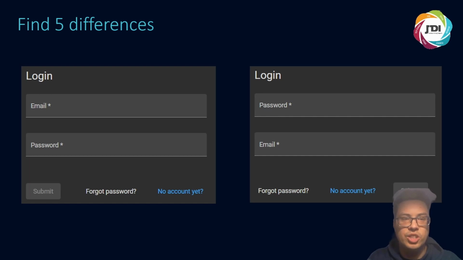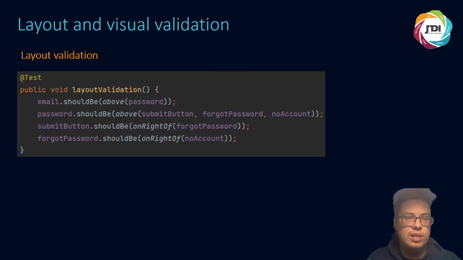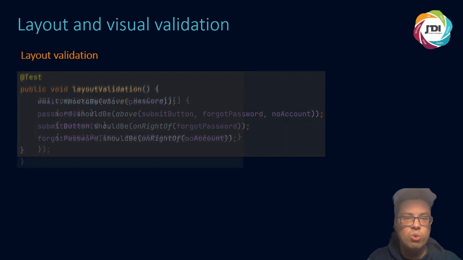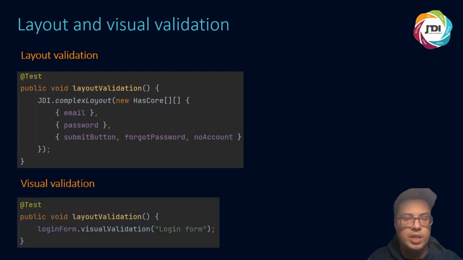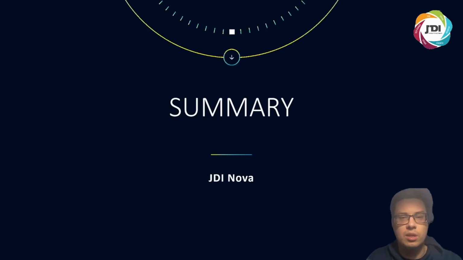And here comes JDI Nova. With JDI Nova, you can easily validate your layout using should be conditions. You can check that an element is above, or on the left, or on the right of some element, or you can describe and validate more complex layout with this method. You also can easily validate your element's visual representation and describe how you will compare the images of the element.